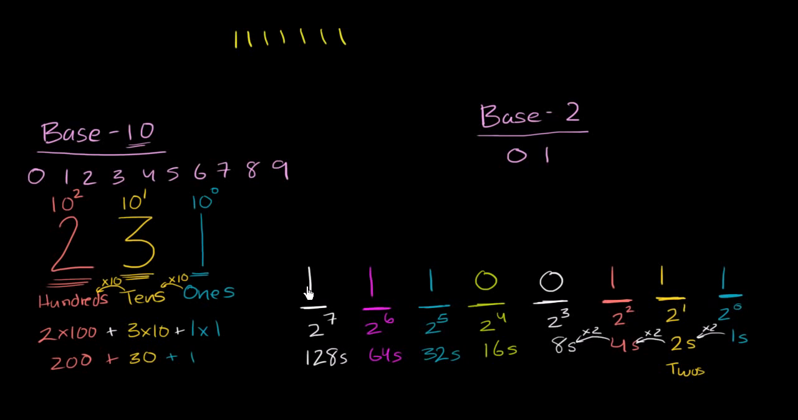And so what does this mean? This means you have 1 128, plus 1 64, plus 1 32, plus no 16s, plus no 8s, plus no 4s, plus 1 4, plus 1 2, plus 1 1. And so you can see that these are going to be the same thing. Notice, this is 128 plus 64 plus 32. Well, we have 0 16s, 0 8s, so we're not going to add those, plus 4, plus 2, plus 1.